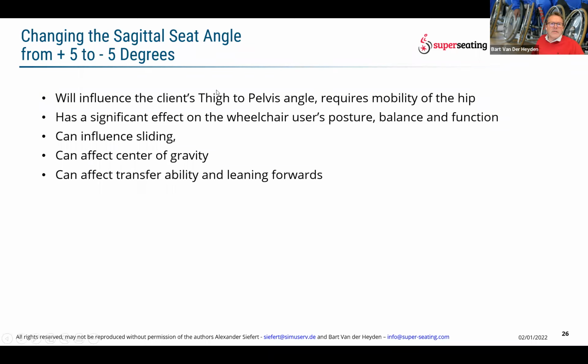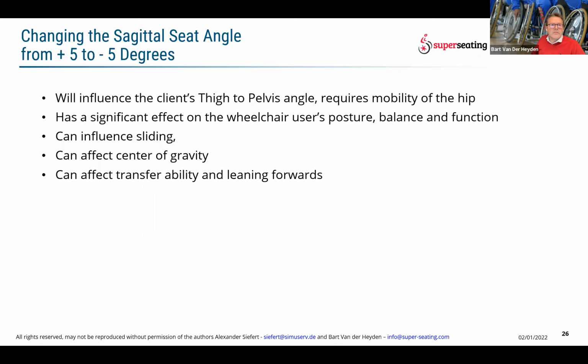There's not so much evidence out there on the influence of sagittal seat angles on tissue. So we know that it influences the client's thigh to pelvic angle, so it will also require hip mobility. That's important for your seating assessment. We also believe that it has a significant impact on posture. It probably helps to prevent sliding. It can also help to stabilize a client. And if you're stable, you can probably use your upper extremities a lot more.